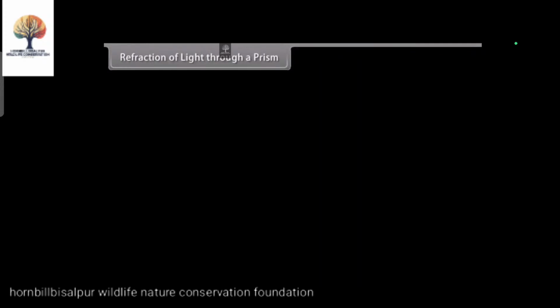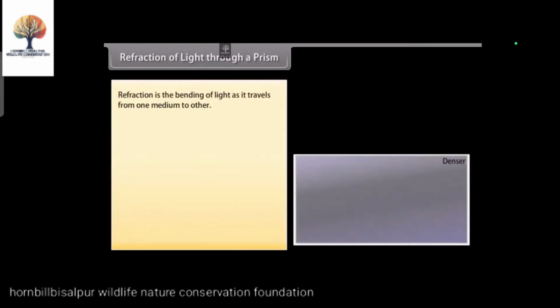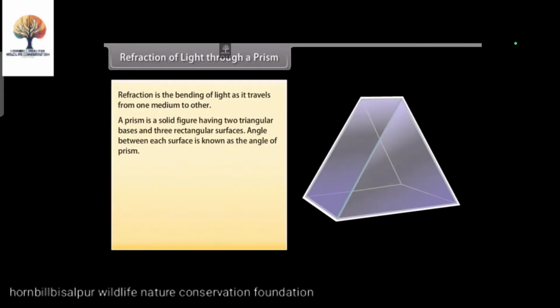Refraction of light through a prism. Refraction is the bending of light as it travels from one medium to another. In this section, we shall discuss the phenomenon of refraction by a glass prism. A prism is a solid figure having two triangular bases and three rectangular surfaces. The angle between each surface is known as the angle of prism.